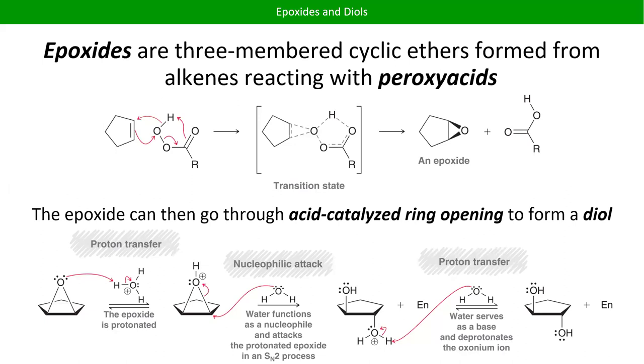And then we do one more proton transfer, and now we have a diol. We have two alcohols attached where there was just a double bond. So it goes alkene to an epoxide in that one step electron transfer process. And then your epoxide goes through a ring opening reaction to give you an anti-diol.